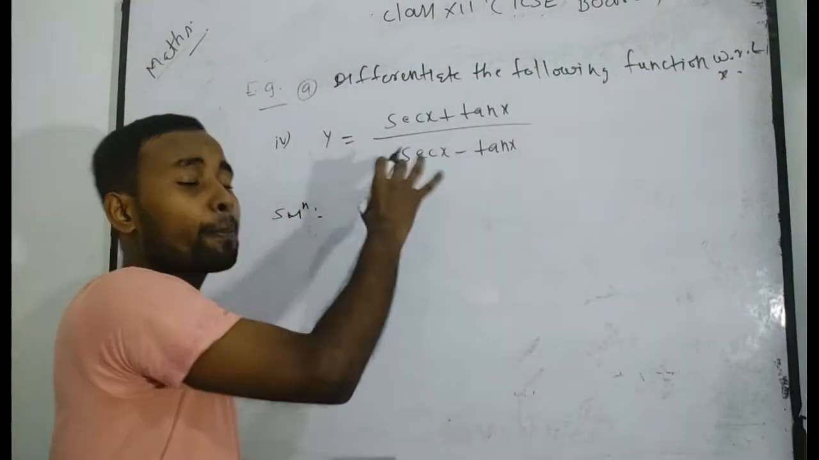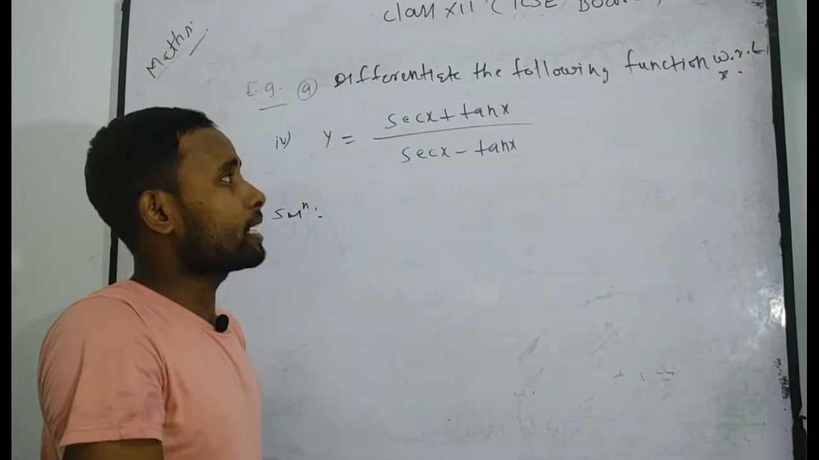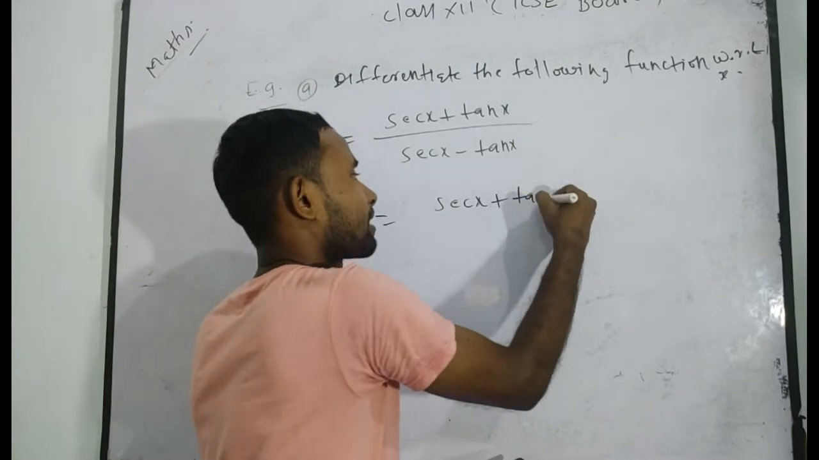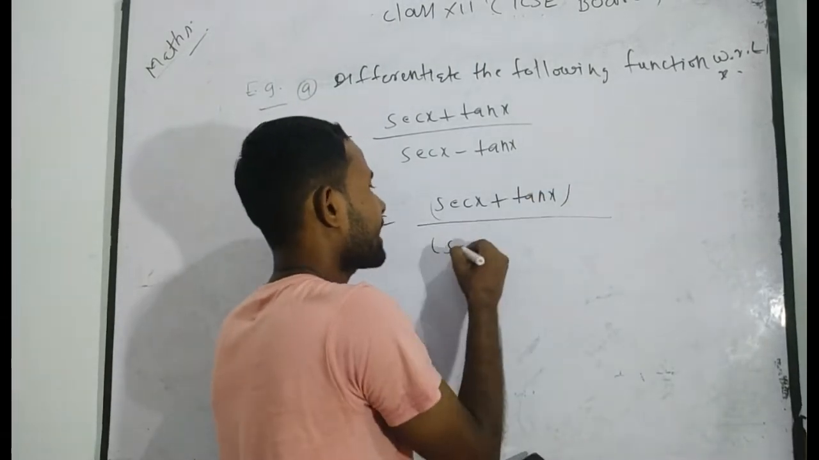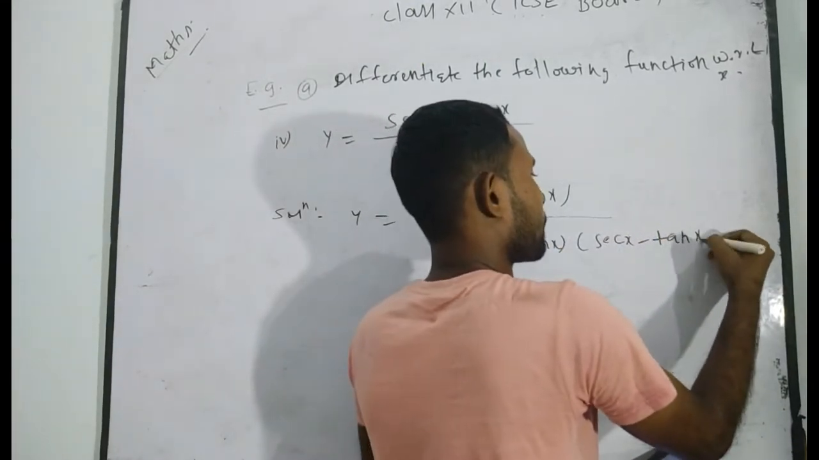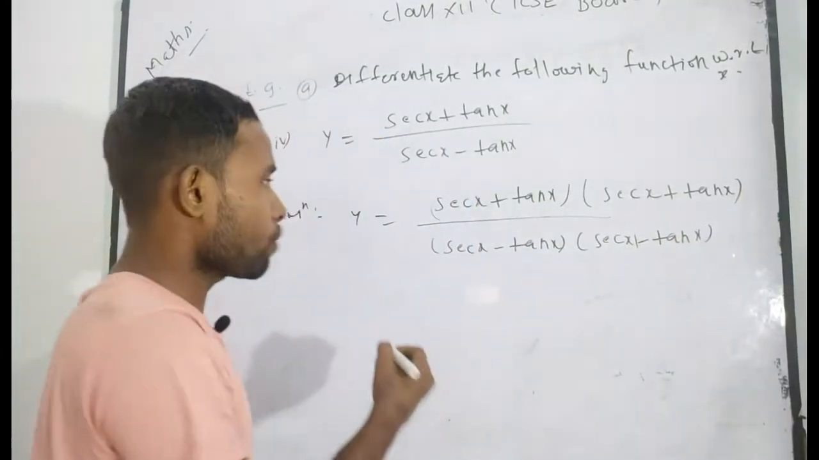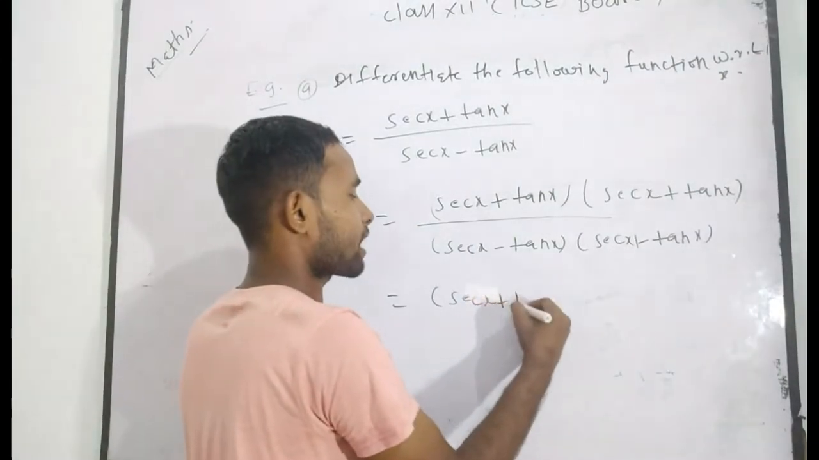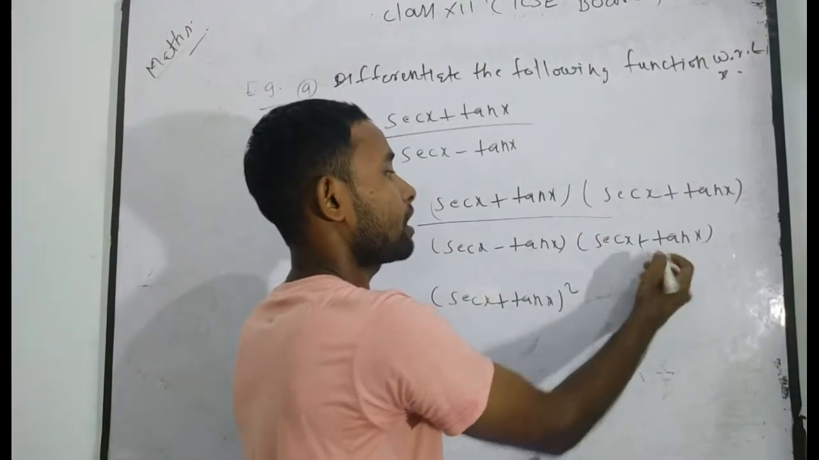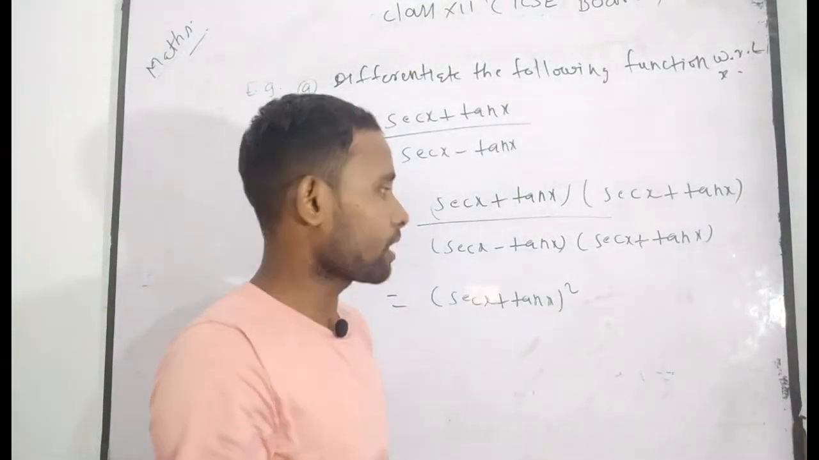Solution. First of all, you have to simplify this function. How can you simplify? Multiply the numerator and denominator by the conjugate. You have to multiply the numerator and denominator by sec x plus tan x. Thereafter in the numerator you will get (sec x plus tan x) whole square, and in the denominator you will get (a plus b) into (a minus b), which is a square minus b square, that is sec square x minus tan square x, which will be 1. So it becomes very easy.